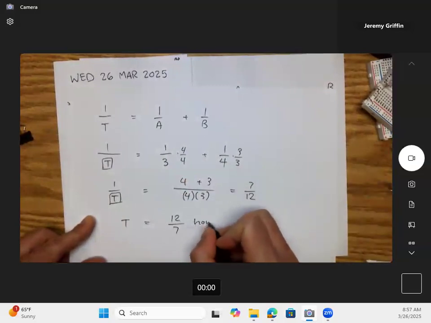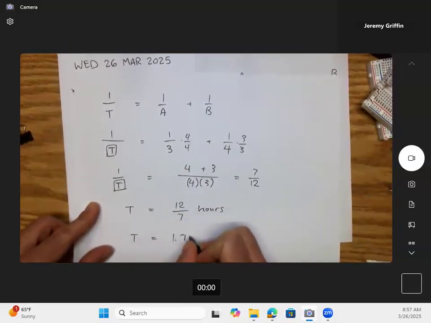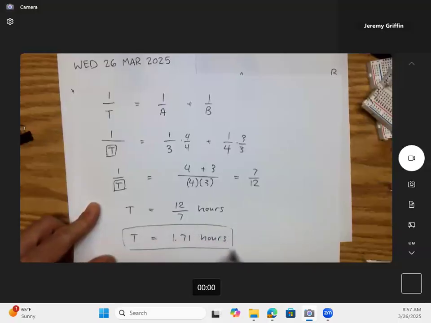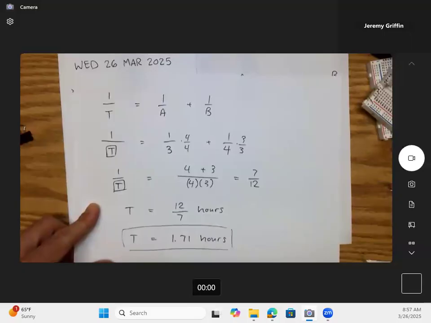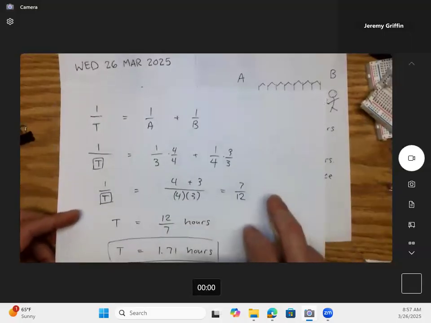Of course, that would be hours. I haven't written the unit yet, but just know the hours, which is like 1.71 hours, which is between 1.5 and 2, isn't it? Right? Somewhere in that window. Okay, good.